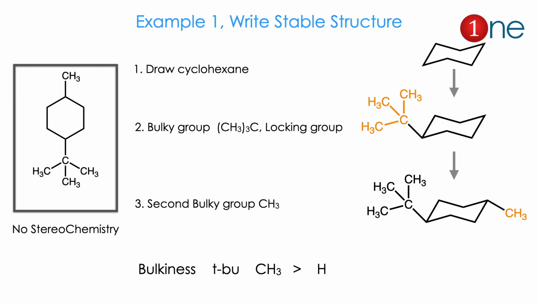Let us apply an example and draw the structure. This is very easy because it doesn't involve any stereochemistry, so drawing is easy. First you draw the cyclohexane. Then you have to identify the bulky group, which is the tertiary butyl group.